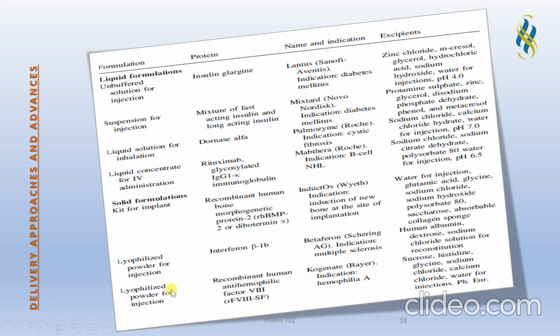Lyophilized powder for injection includes recombinant human anti-hemophilic factor 8, which is available as Kogenate, and it is indicated for hemophilia A and is made by Bayer. The excipients include sucrose, histidine, glycine, sodium chloride, calcium chloride, water for injection of European Pharmacopoeia.